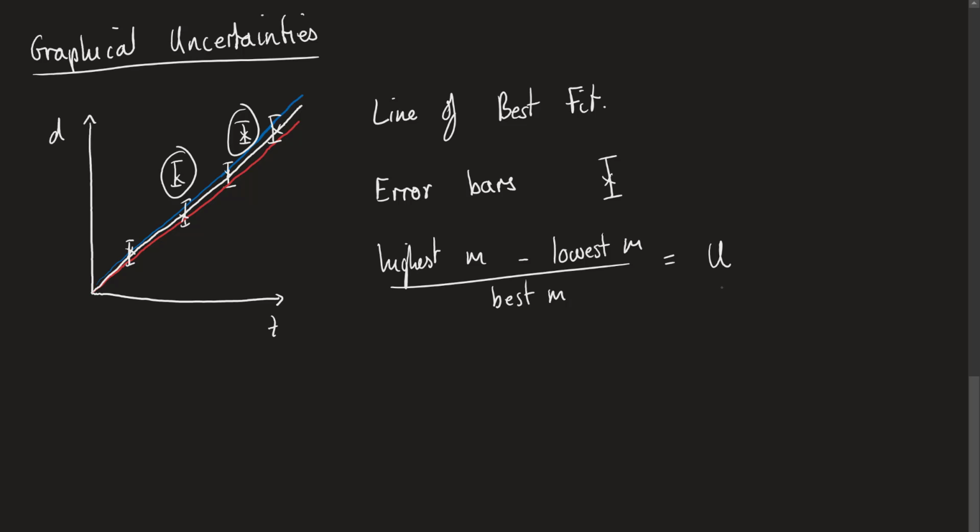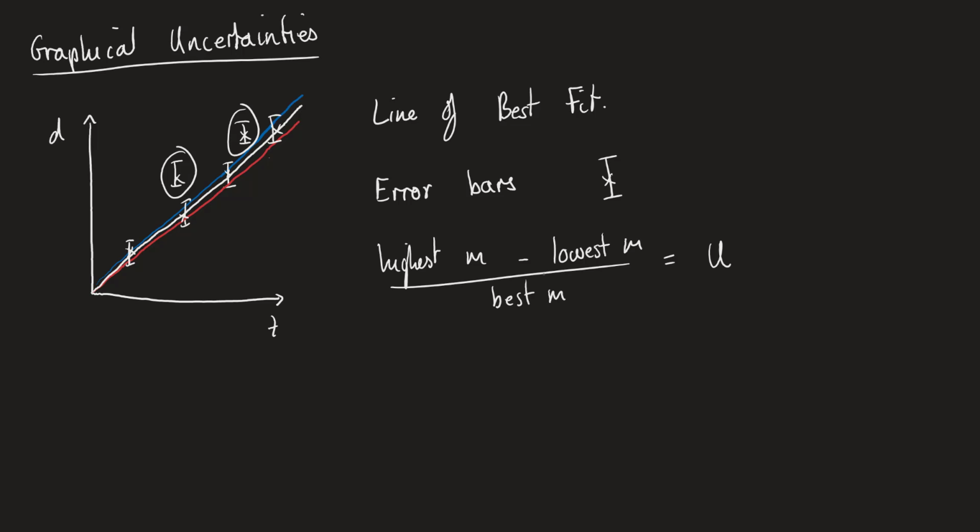That gradient is usually going to be the measurement that we're trying to make from this practical. And so this means we take a really high gradient and we take a really low gradient, but are still acceptable because they fit within these error bars. We take the difference between them, divide them by the best gradient that we have, and that will give you your uncertainty on this gradient.